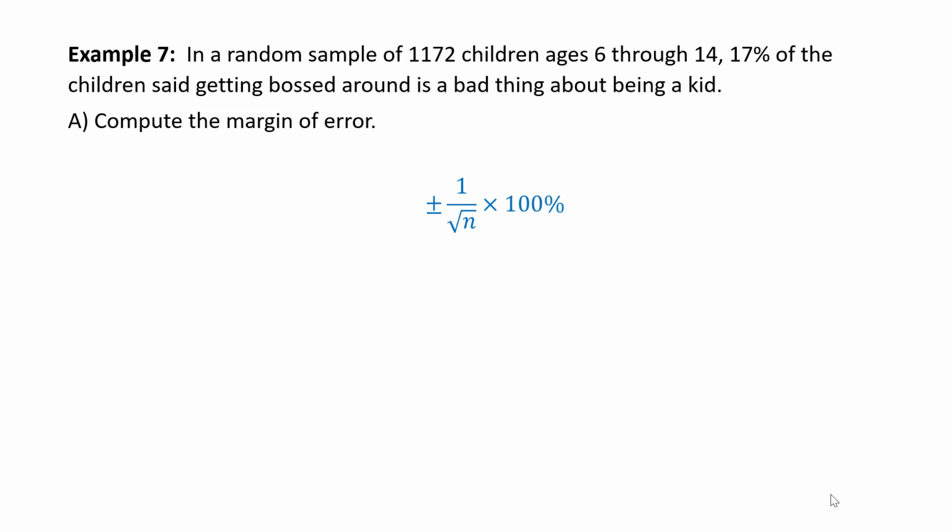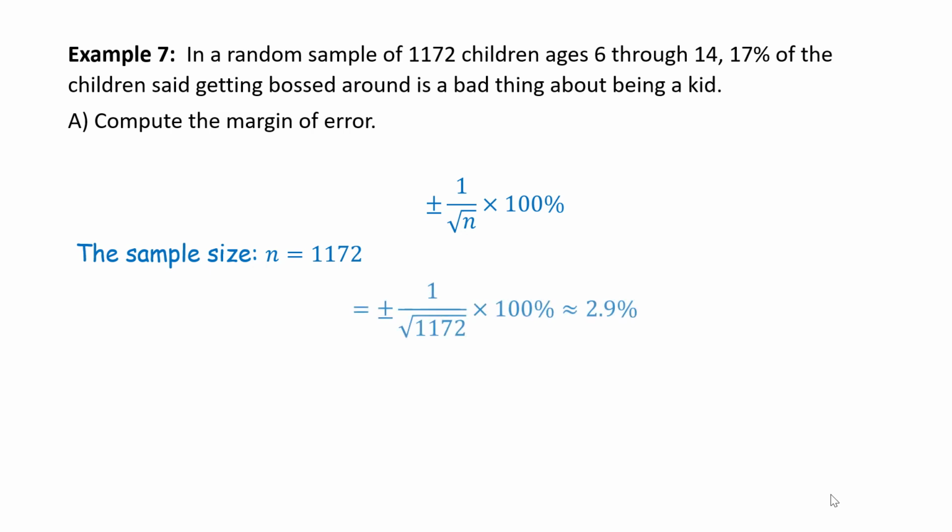The n is the sample size, and the sample size is n equals 1,172. Complete that formula, and you will get plus or minus 1 divided by the square root of 1,172, and multiply that by 100%. That value is approximately 2.9%.